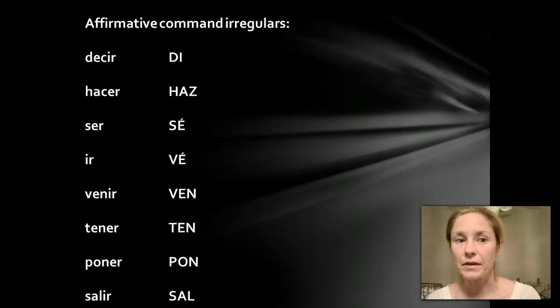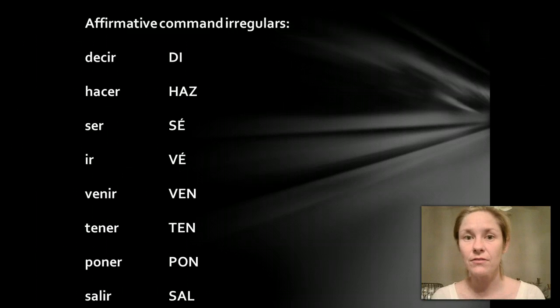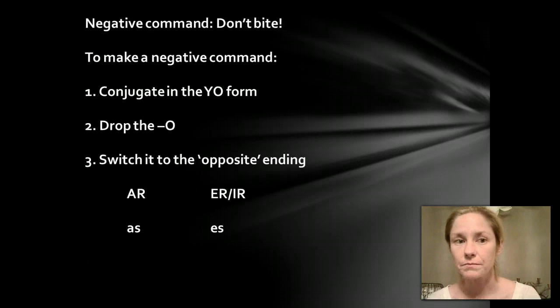These are your irregulars. Decir, hacer, ser, ir, venir, tener, poner, and salir. And I just remember these by saying them over and over again. Di, haz, ve, ven, ten, pon, sal. So you guys should practice saying them over and over, and then you'll have them. And then when you get them down really well, you can say them super fast. Di, haz, ve, ven, ten, pon, sal. It's impressive, I know. So that's the affirmative commands and the irregulars.